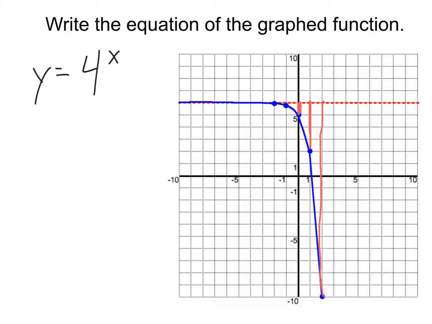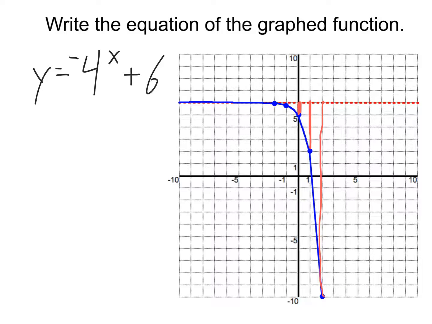But of course, it's not just 4 to the x, is it? This one's below the asymptote. Therefore, it's going to be a negative 4 to the x. And our asymptote was moved. Notice our asymptote is up at 6. Therefore, we have a plus 6 on the end of our equation.